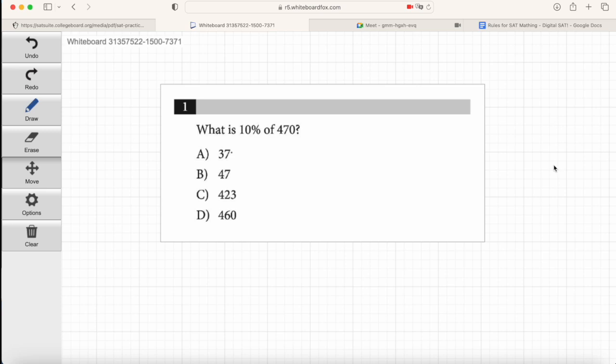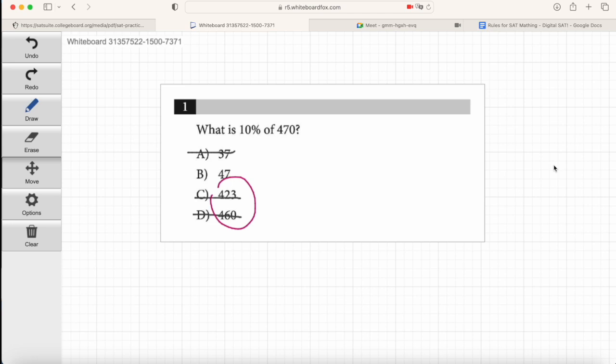So right off the bat, what answer choices can you get rid of? 37. Yeah. 423. Yeah. And they don't make a ton of sense. But especially the big ones here, this 423 and 460, are kind of crazy. That's not 10% of 470.